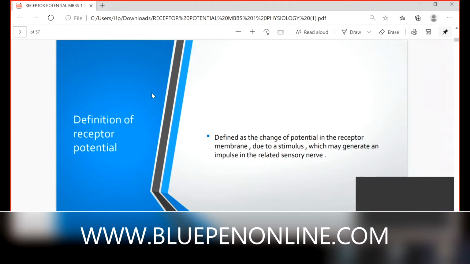It is defined as a change of potential in the receptor membrane due to a stimulus which may generate an impulse in the related sensory nerve. Since it is a definition, we have to write it like this. It is defined as a change of potential in the receptor membrane due to a stimulus which may generate an impulse in the related sensory nerve.